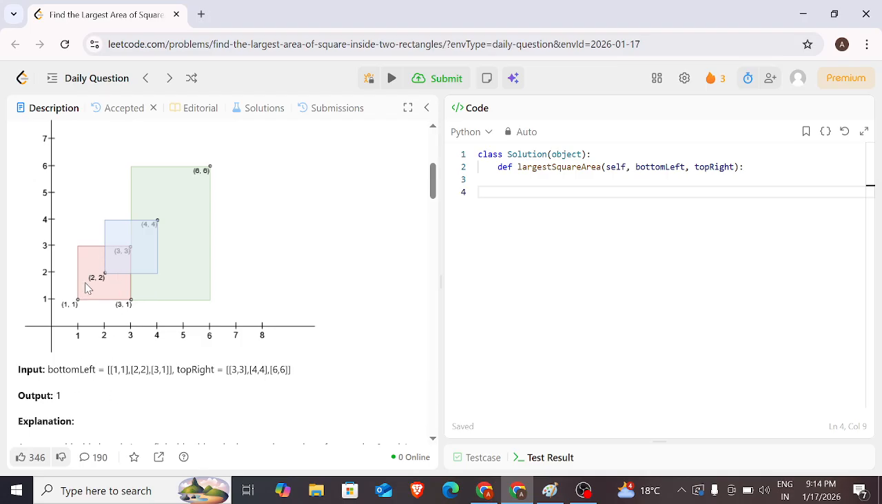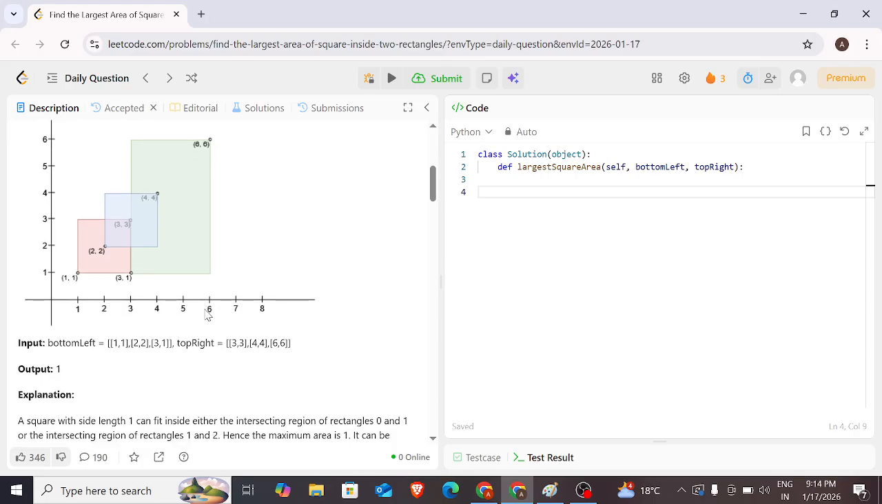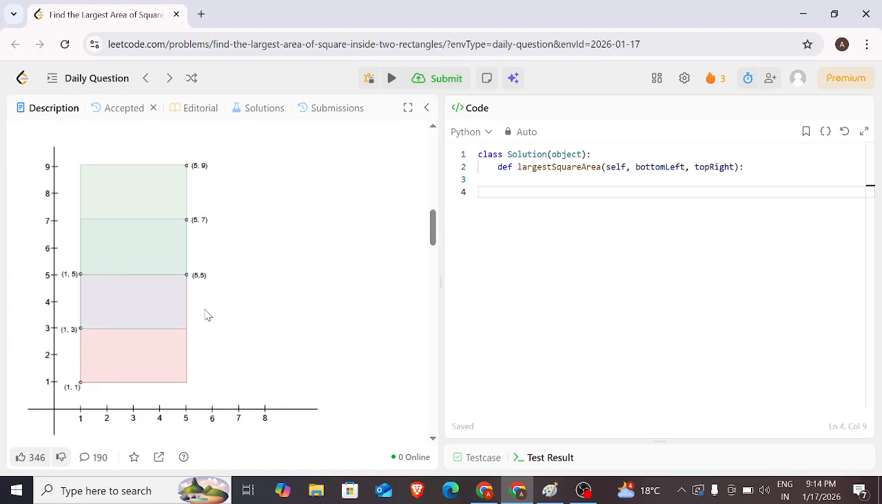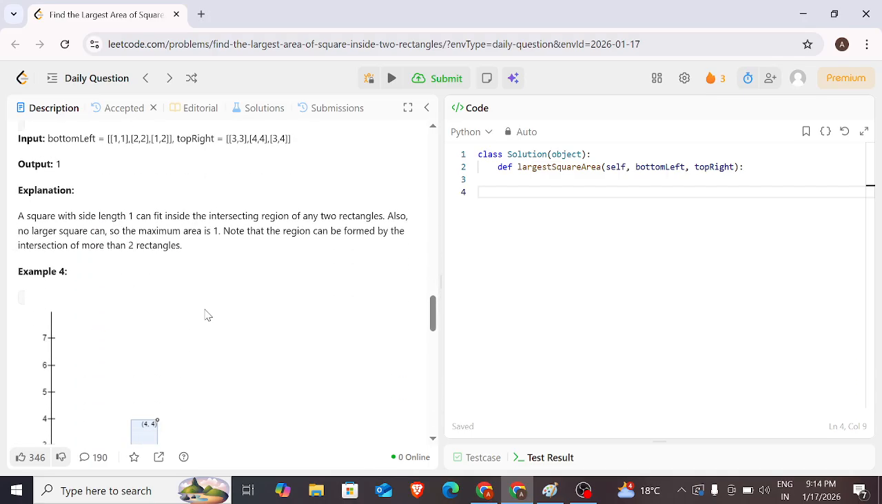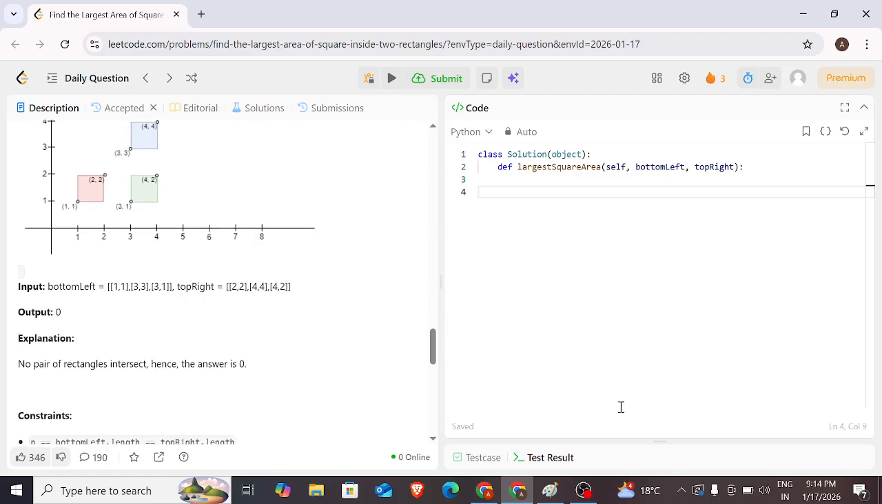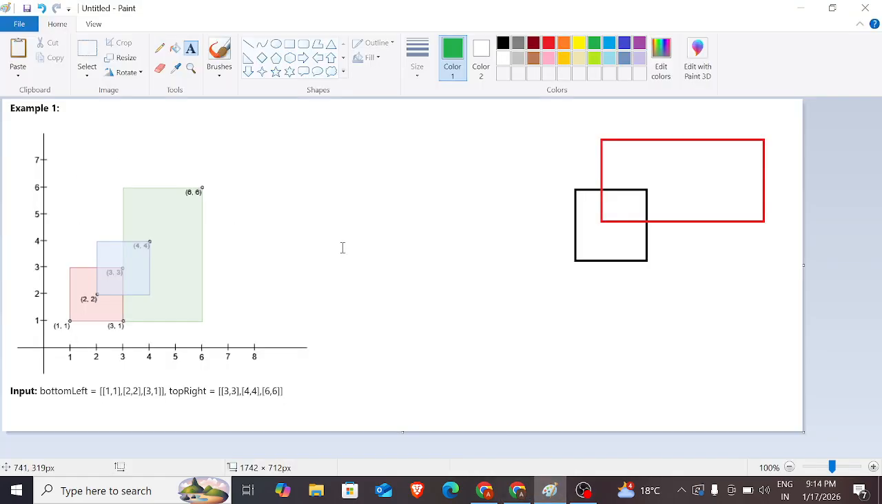As you can see here, the green and the red do not interact at all. So the maximum area of the square that you can see is between the 2 2 and the 3 3, and you get a square of area 1. There are many such similar examples that you can go through. I'll just quickly get into solving the question.